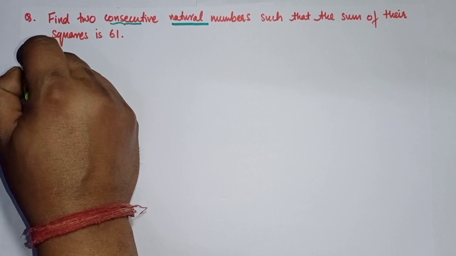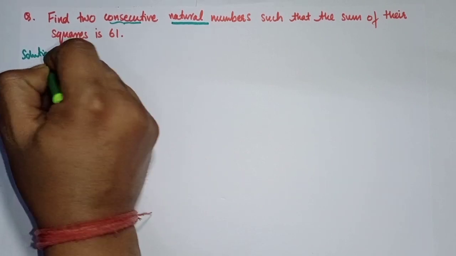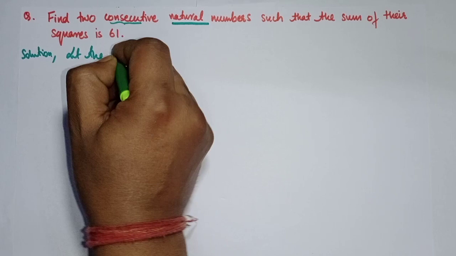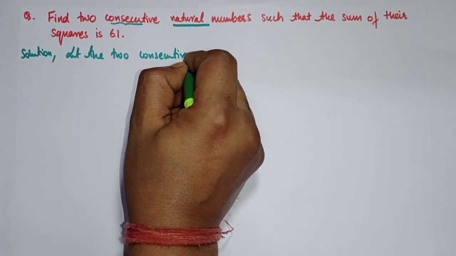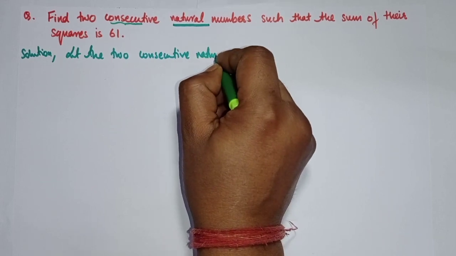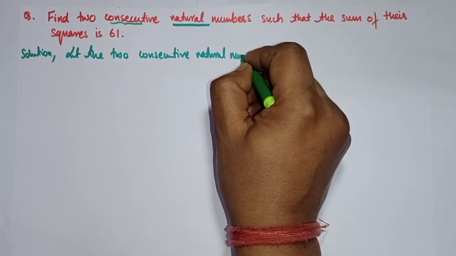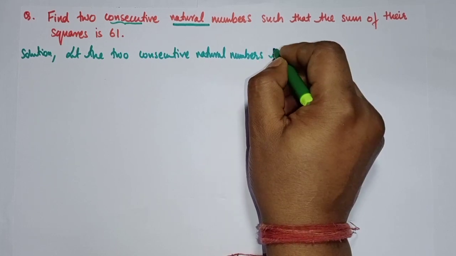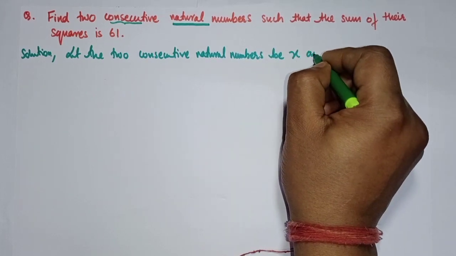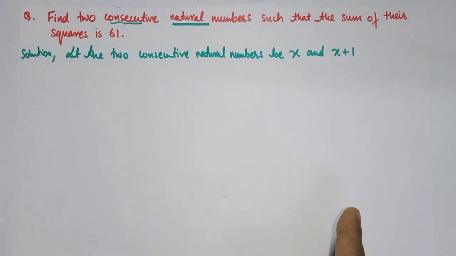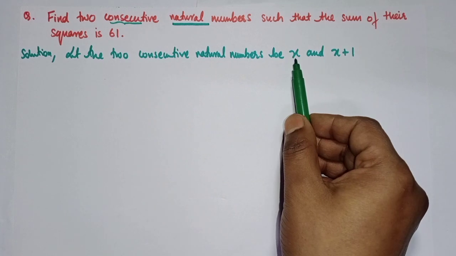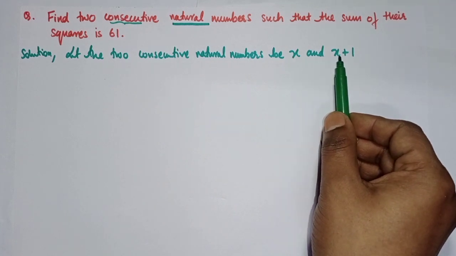So obviously we'll do the solution. Let the two consecutive natural numbers be x and x plus 1. As you know, if it is 2, then it will be 3, that means 2 plus 1. 5's consecutive is 6, so 5 plus 1 is 6. So similarly, if it is x, then the other will be x plus 1.